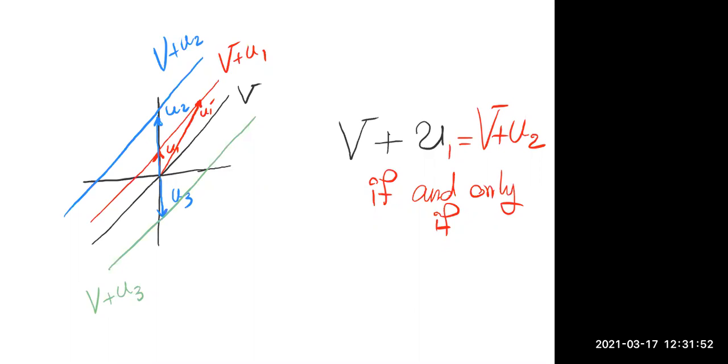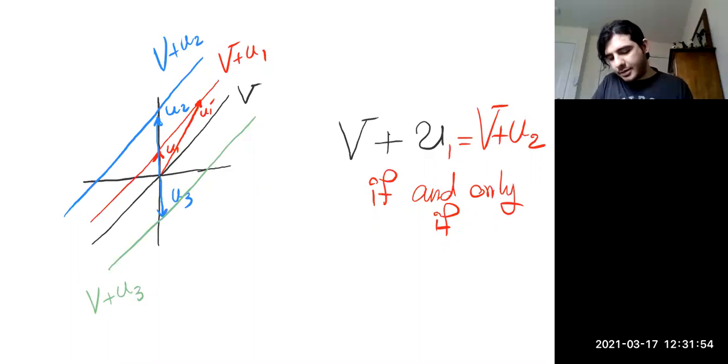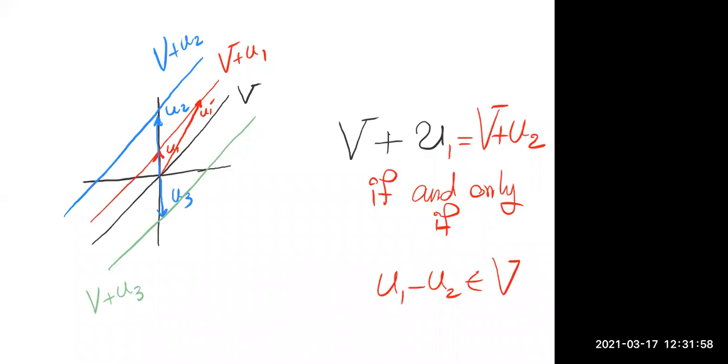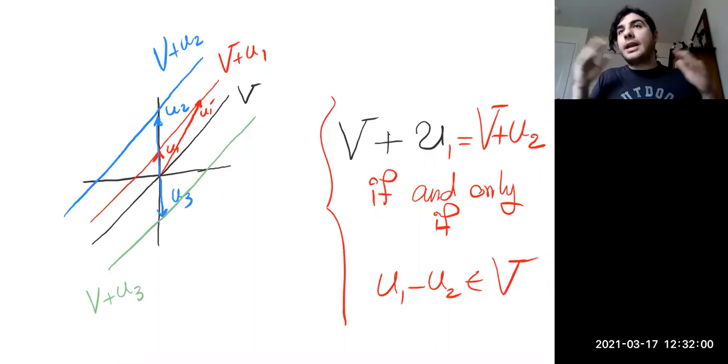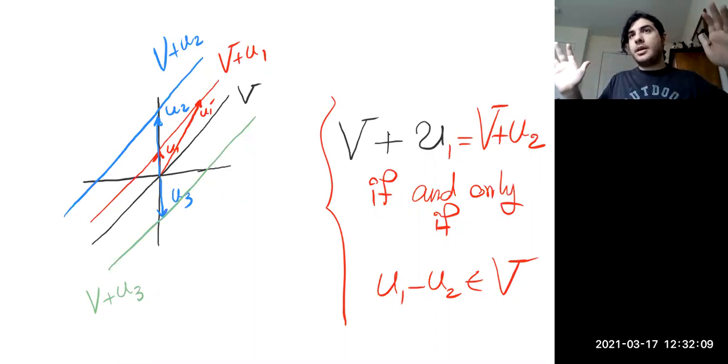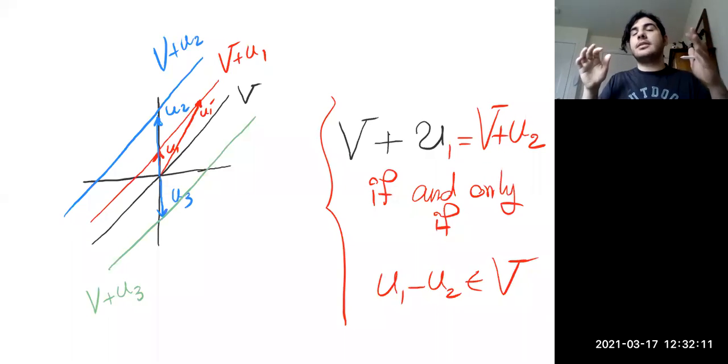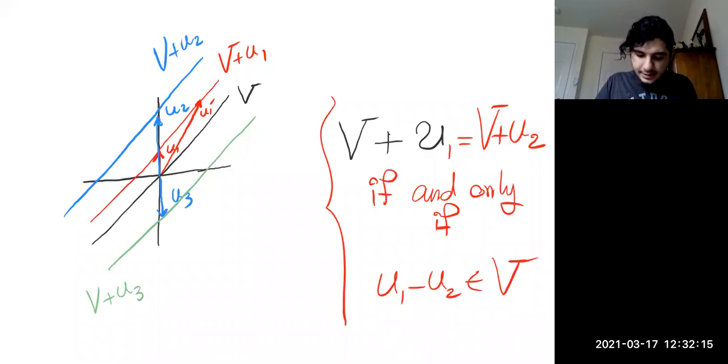U1 minus U2 belongs to V. That is exactly correct. U1 minus U2 belongs to V. So as long as U1 minus U2 is not in V, moving V using U1 and U2 would give us different subspaces. Okay.